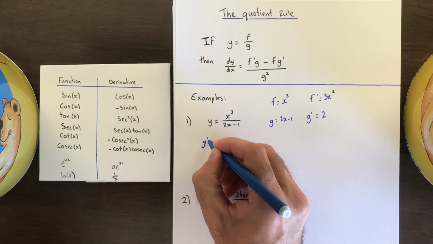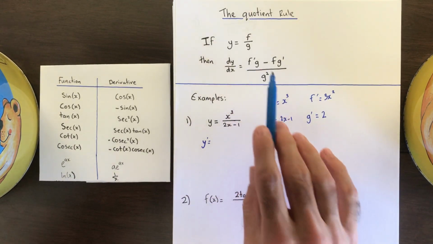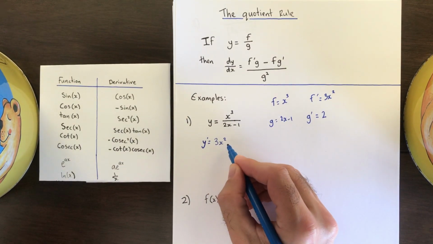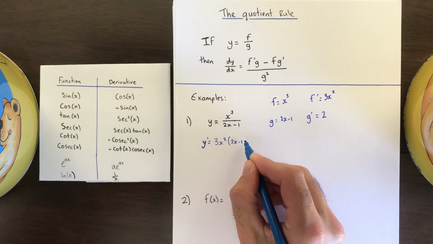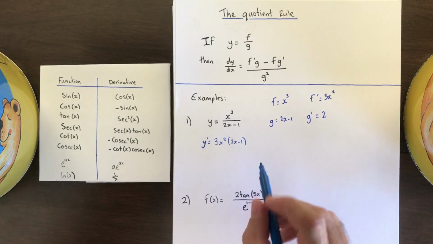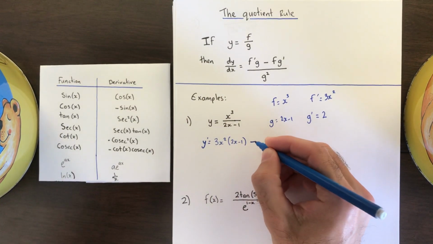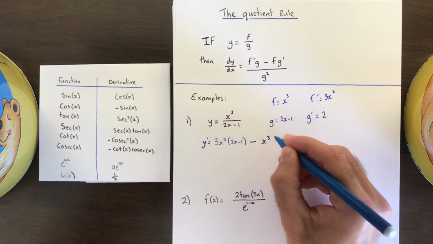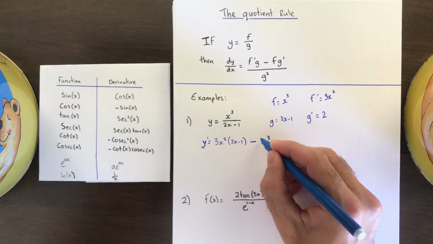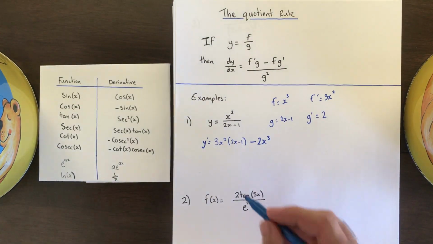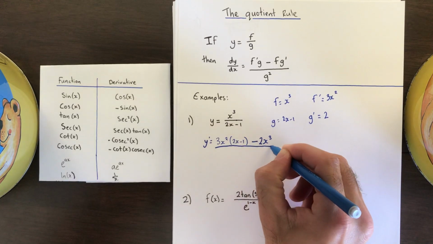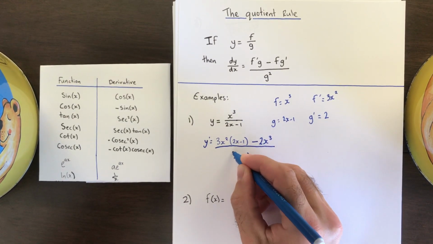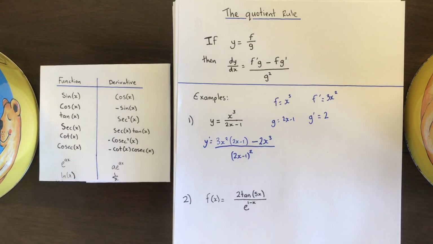So y dash, my derivative, is going to be f dash g, 3x squared times by 2x minus 1. Put that in a bracket because it's more than one thing. Subtract f g dash. So f was x cubed, g dash was just 2, so I can just put that at the front. Divide it by g squared. So that's 2x minus 1 squared. Final answer.